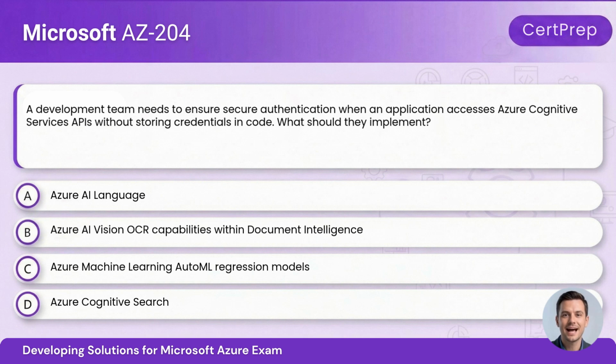Option A. Azure AI Language. Option B. Azure AI Vision OCR capabilities within Document Intelligence. Option C. Azure Machine Learning AutoML regression models. Option D. Azure Cognitive Search.